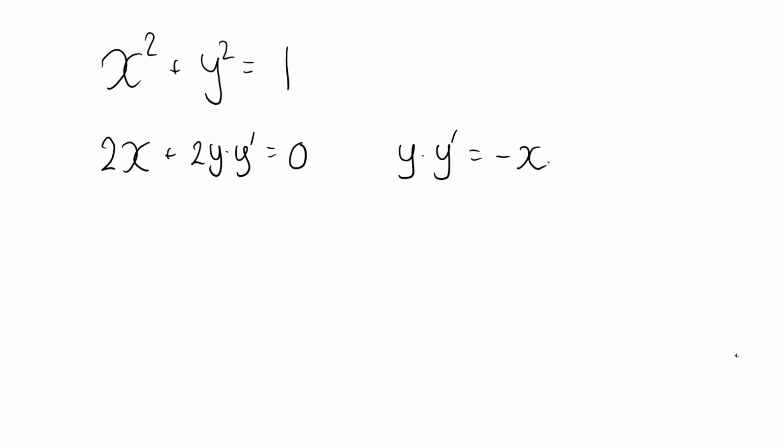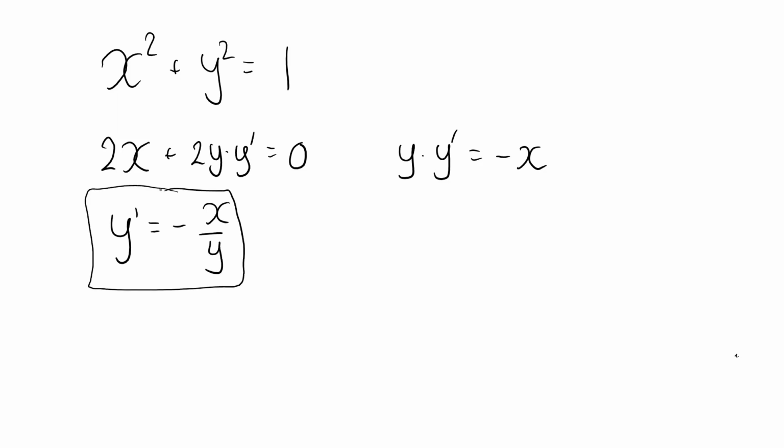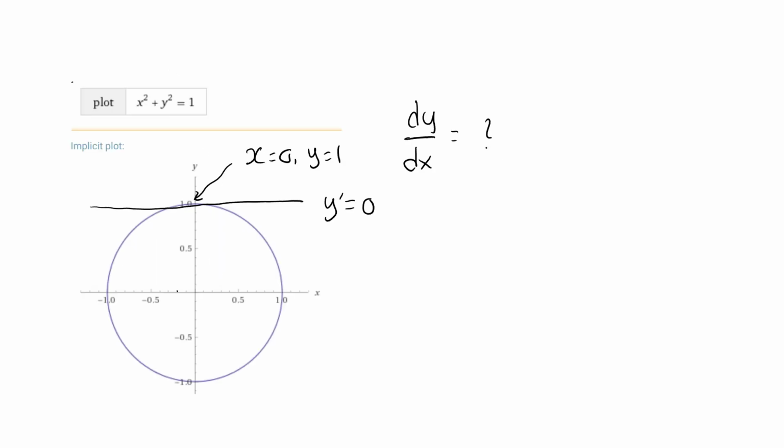As long as y is not 0, we can divide both sides by y and we have y prime equal to minus x divided by y. From this, we can find the slope of the tangent at any point on the circle, except for the points where y is equal to 0. For example, at the point x equal to 0, y equal to 1, the derivative is minus 0 divided by 1, which is 0.